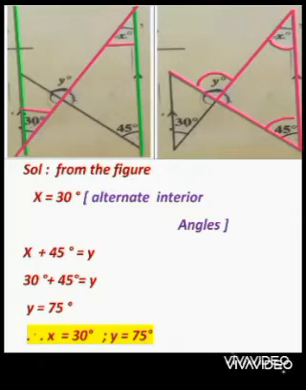Now in the place of x, what value did you get, children? 30 degrees, isn't it? So 30 degrees plus 45 degrees is equal to y degrees. 30 degrees plus 45 is 75 degrees. So the value of y is equal to 75 degrees. So children, the value of x you got as 30 degrees and the value of y is equal to 75 degrees.